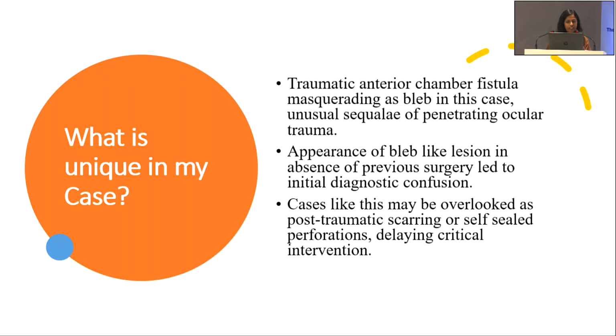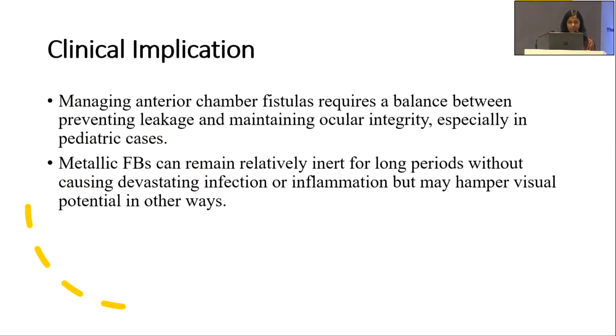Appearance of bleb-like lesion in the absence of previous surgery led to initial diagnostic confusion. Cases like this may be overlooked as post-traumatic scarring or self-sealed perforation, delaying critical intervention. The metallic foreign body can remain relatively inert for a long period without causing devastating infection, so we should rule it out. And managing AC fistula requires a balance between preventing leak and maintaining ocular integrity, especially in the pediatric cases.